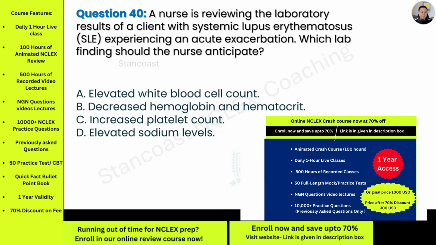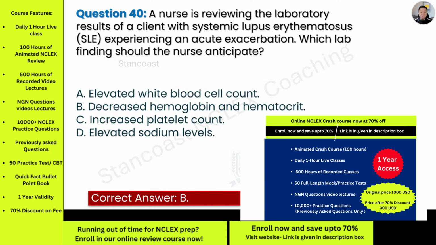A, elevated white blood cell count. B, decreased hemoglobin and hematocrit. C, increased platelet count. And D, elevated sodium levels. The answer is letter B, because in SLE, anemia is a common finding, especially during an acute exacerbation.